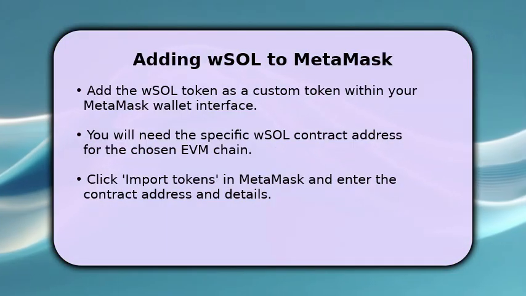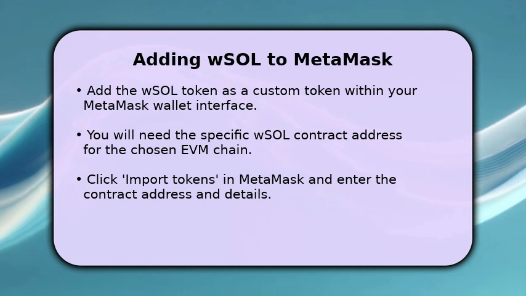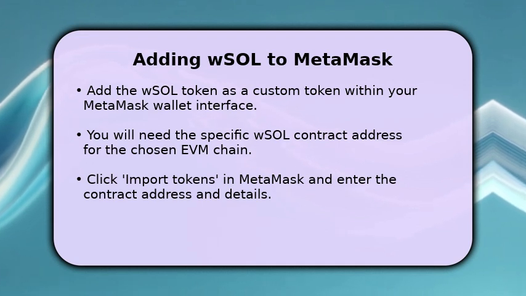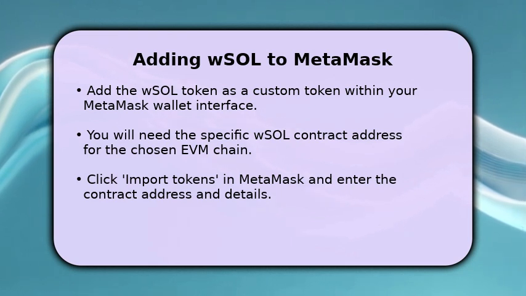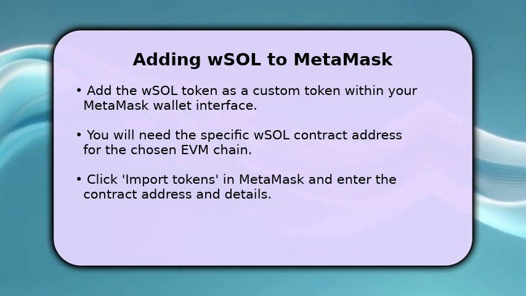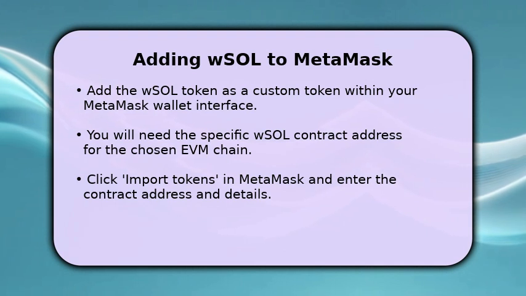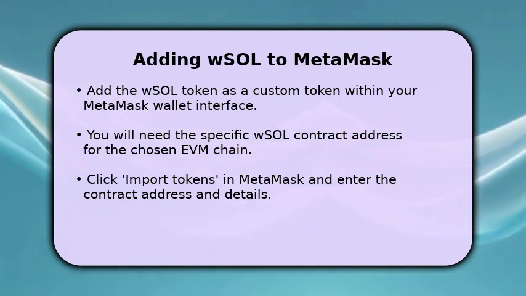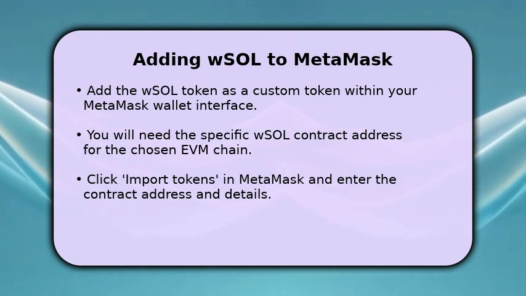Once your Solana has been successfully bridged and wrapped into WSOL on an EVM chain, you can add it to your MetaMask wallet. Open MetaMask, ensure you are on the correct EVM network, and then click Import Tokens. You'll need the specific contract address for WSOL on that particular chain. Enter the contract address, and MetaMask will usually autofill the token symbol and decimals. Confirm the addition, and your WSOL balance will then be visible and fully manageable within your MetaMask interface, ready for use.